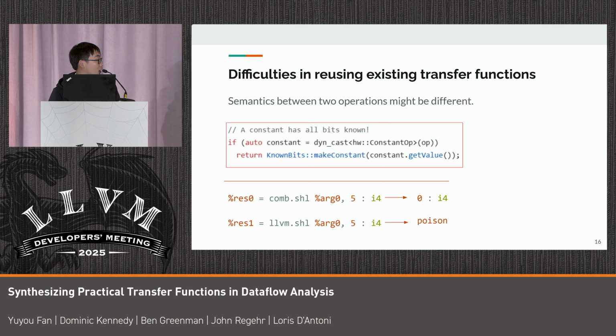So for the first, I attach an example at the bottom, the shifting operation in CompCert. It's totally okay if the shifting amount is larger than or equal to the bit width in CompCert. In that scenario, it's 0. So in this example, the shifting amount is 5 and the bit width is 4. However, it gets problems in LLVM IR. In LLVM IR, it defines that the shifting amount must be less than the bit width. As a result, it returns poison. So this is the first problem.